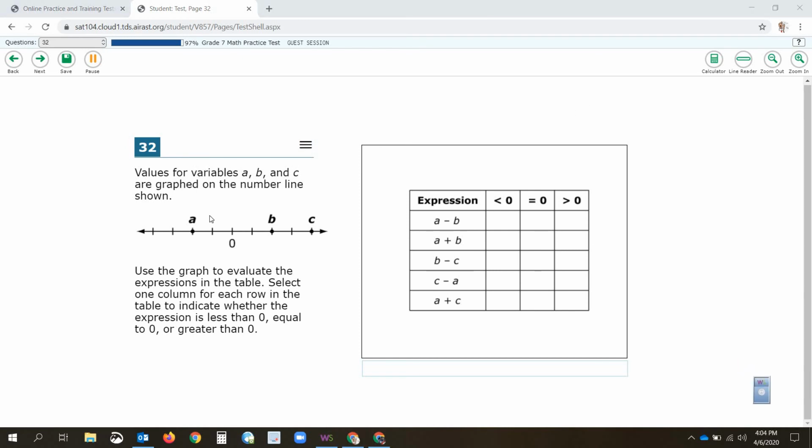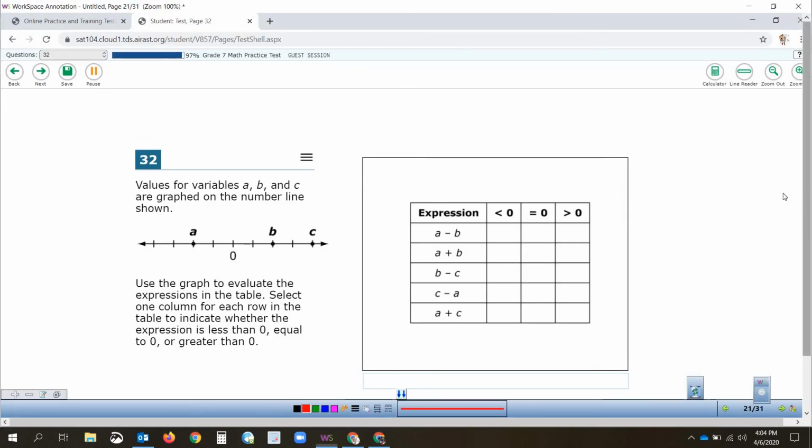Values for A, B, and C are graphed on the number line shown. Use the graph to evaluate the expressions on the table. Select one column for each row in the table and indicate whether the expression is less than 0, equal to 0, or greater than 0.